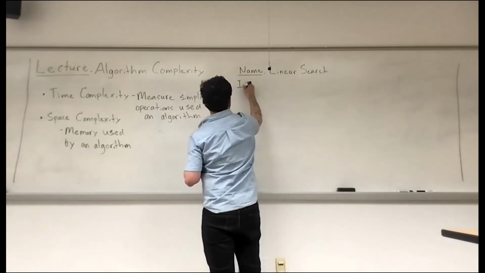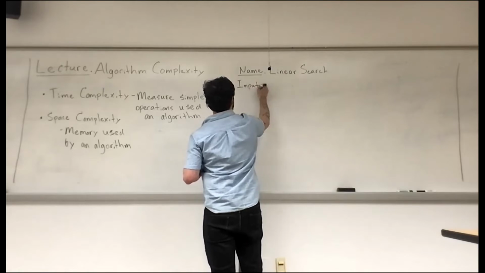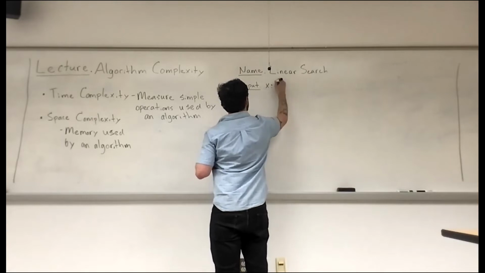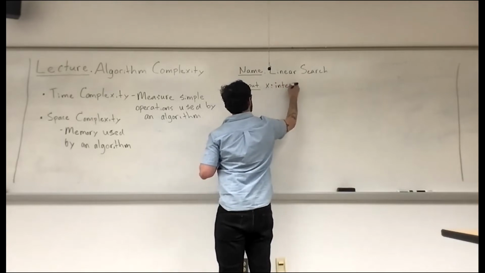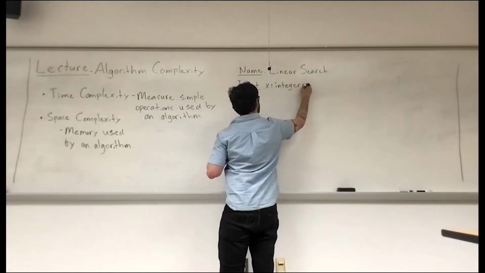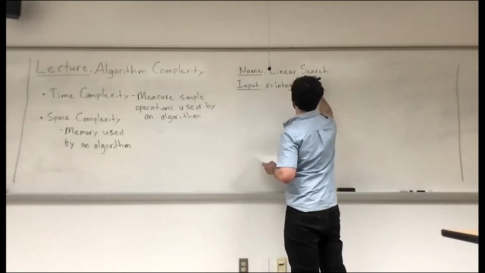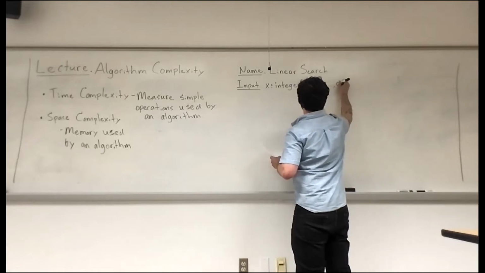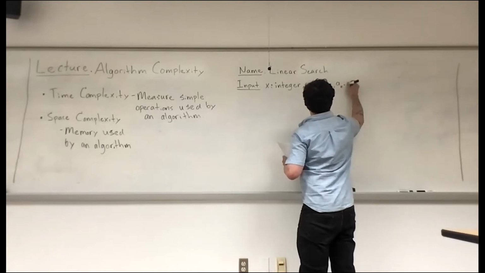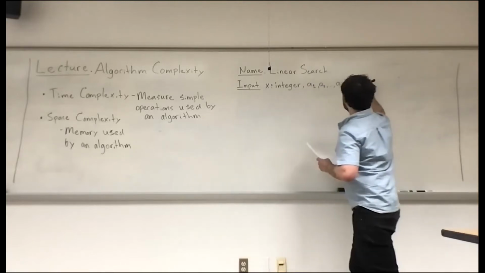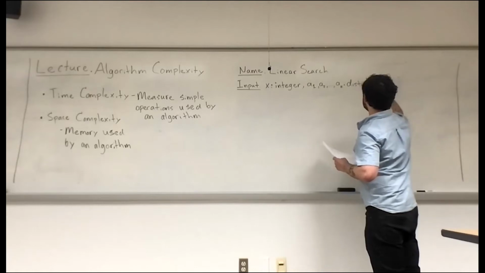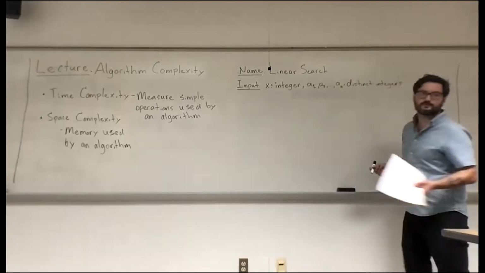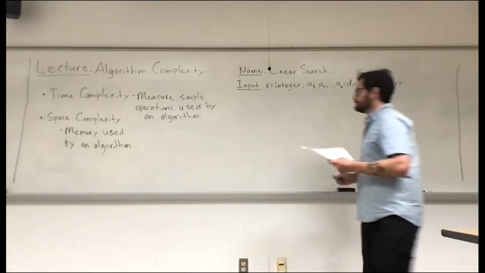As inputs, you recall, we have x as an integer, and then we have a sequence of distinct integers, a1, a2, ..., an. We're just searching for the location of x inside that list.